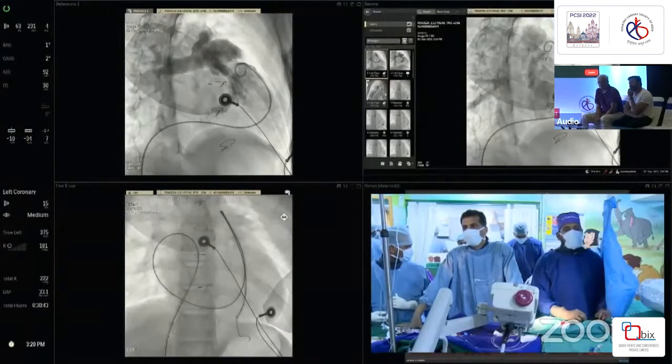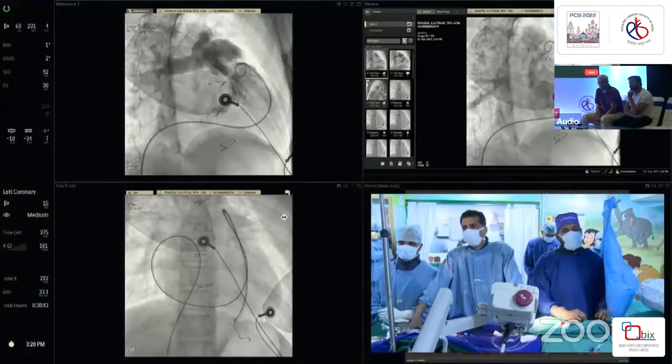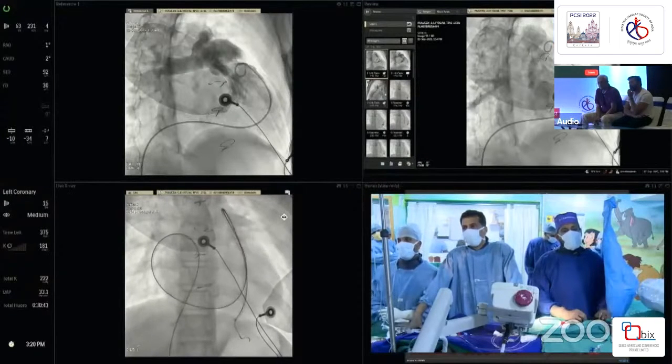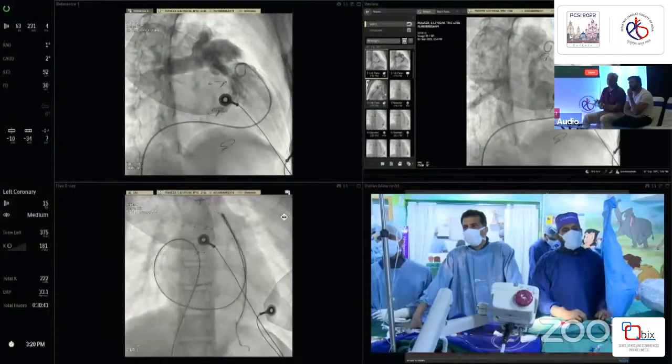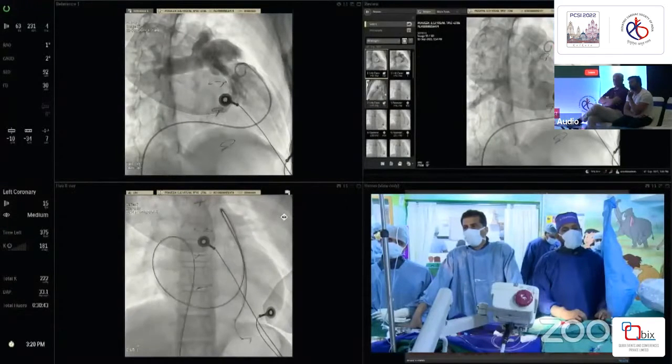Next. Yeah, you can see that initially a Judkins. Then I take a stiff wire inside. Through this, I take the 14 French guide. Next slide, please. Then when the 14 French guide is there, then we can, next. Go. Final.